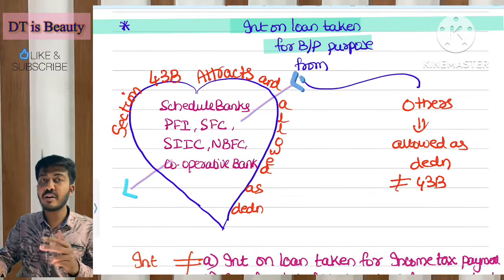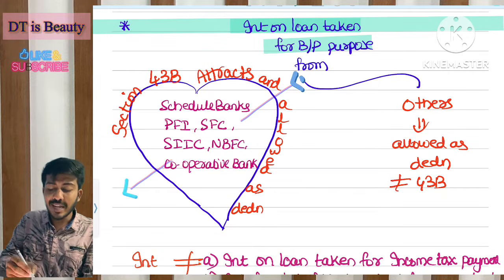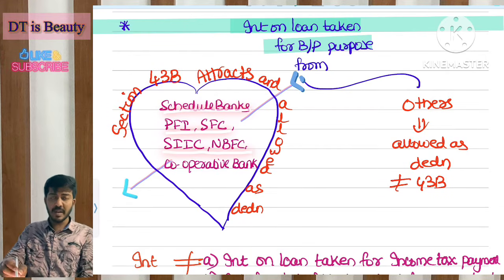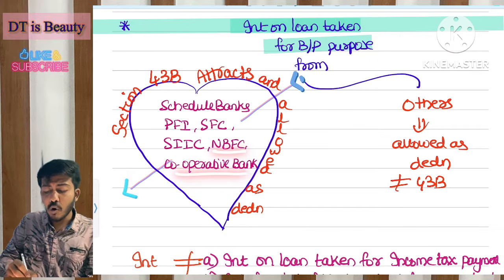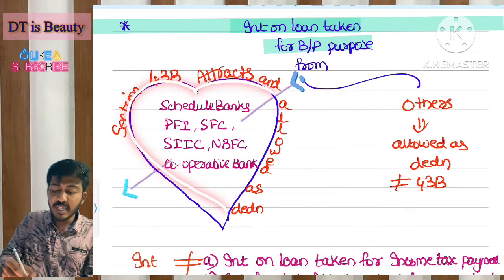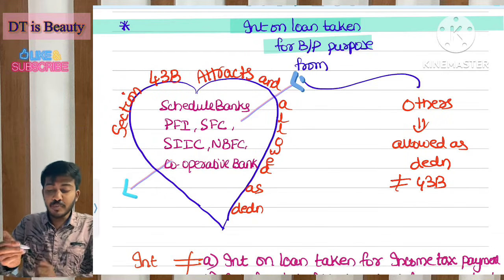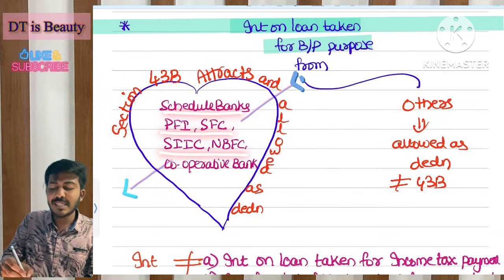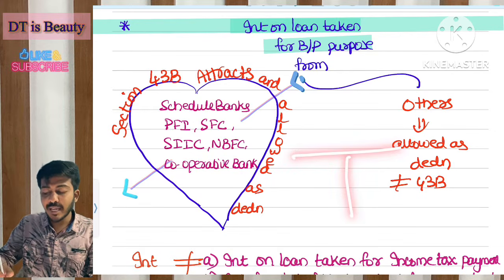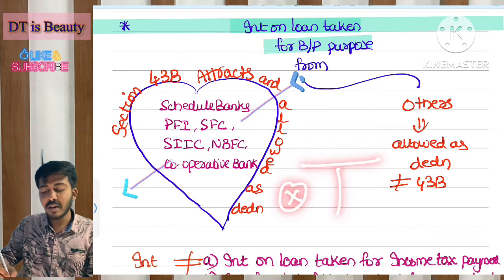Next concept is interest on loan taken for business purpose. From whom are you taking the loan? Scheduled banks, PFIs, SFCs, SIICs (state investment corporations), NBFCs, cooperative banks, industrial investment corporations. If you take a loan from these, 43B will apply, which means the interest on these loans, if you pay within the income tax due date, only then can you mark it as a tick on the debit side of the P&L. If you don't pay within the due date, it shall be marked as wrong.